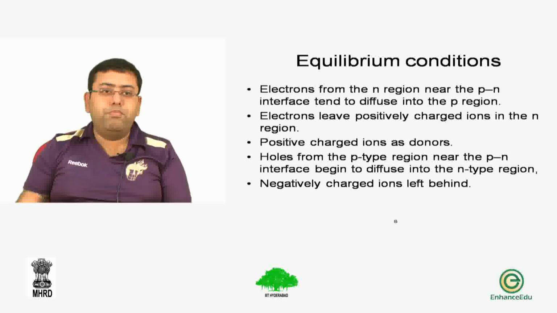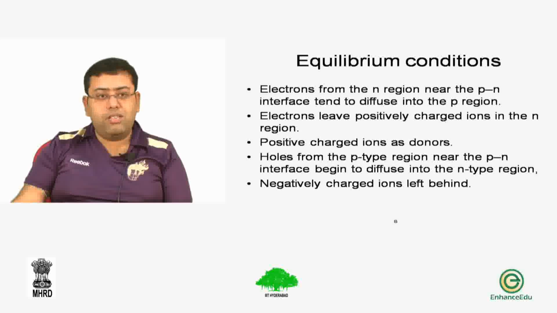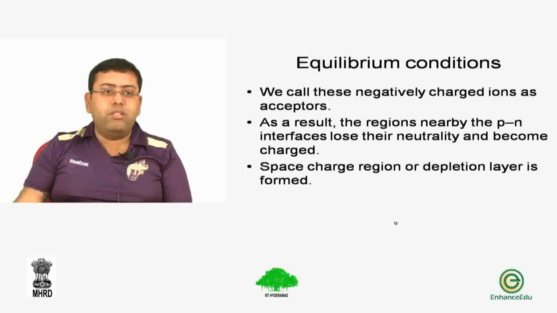Electrons from the n-type region near the p-n interface tend to diffuse into the p region. Electrons leave positively charged ions in the n region, where the positively charged ions are the donor ions. Similarly, the holes from the p-type region near the p-n interface begin to diffuse into the n-type region, and the negatively charged acceptor ions are left behind. So as a result of this migration of electrons and holes, the p-n interface loses its neutrality and becomes charged, and this charged region is called the space charge region or depletion region.